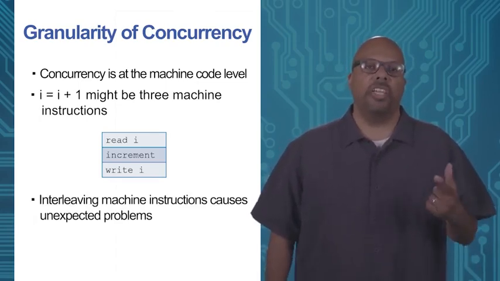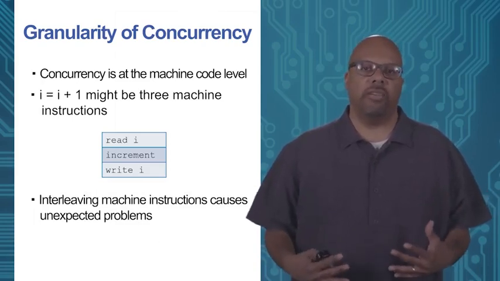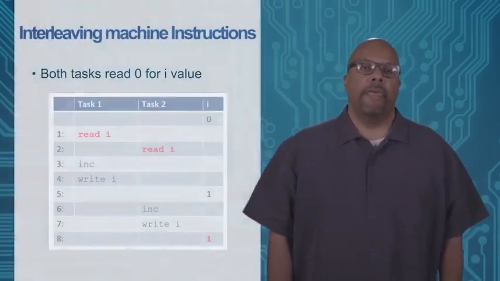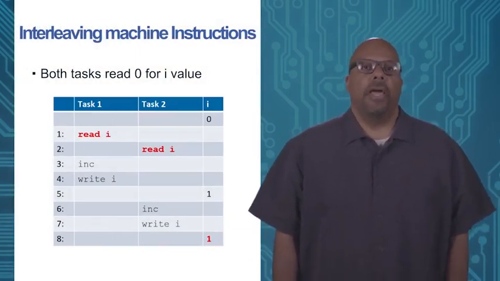So let's show the different possible interleavings again, except this time, instead of just looking at the 2 interleavings, where task 1 does the increment first or it does it second, right? Those are the 2. Now we're going to take these 3 machine instructions and interleave those and show how it can go wrong. Okay, so here's an example where it goes wrong.